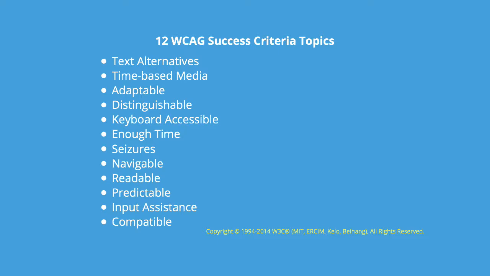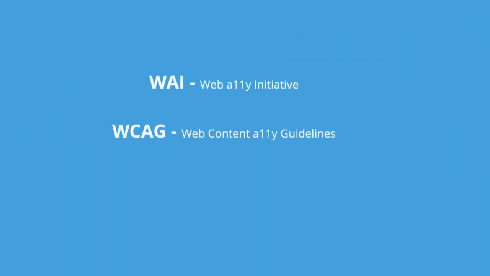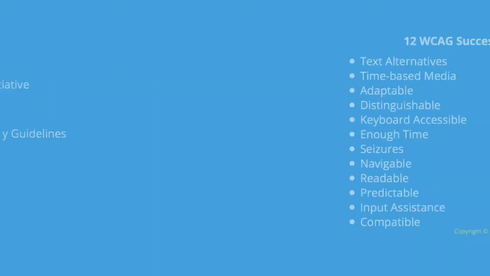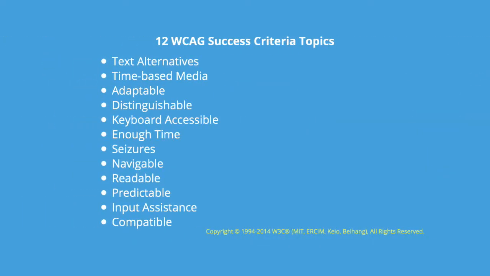So the W3C, along with WAI, puts out these Web Content Accessibility Guidelines, and they have a set of 12 success criteria that they think you need to meet. They go through these in detail, and I've linked to all of these down at the bottom and on some of these other pages as well. So there are 12 different topics that are important.